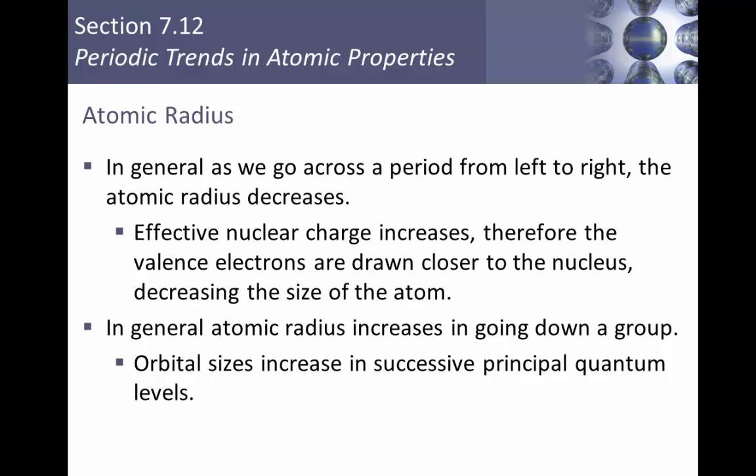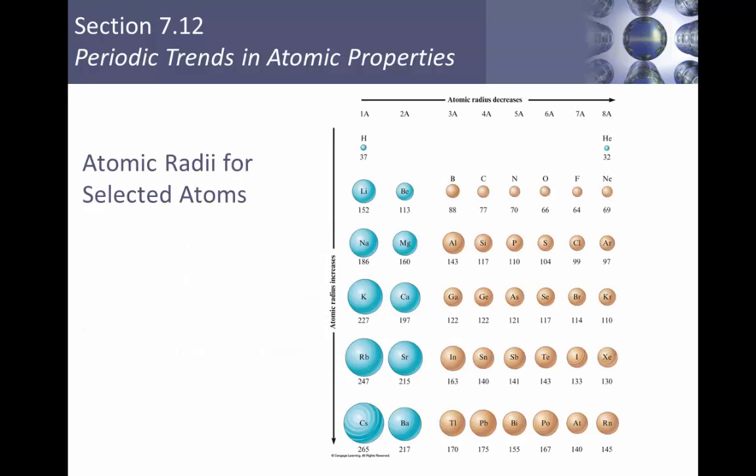And then in general, the atomic radius increases as you go down a group because we're gaining principal energy levels. The orbital sizes are getting larger. Here's a pictorial view for you to see. And again, flip that top arrow around because we want to keep this in mind in terms of increasing. So from right back to left, the atom size gets bigger. And from top to bottom, the atom size gets bigger.